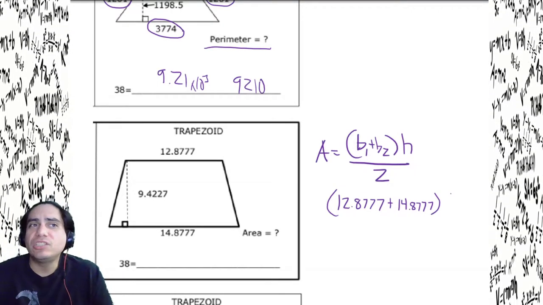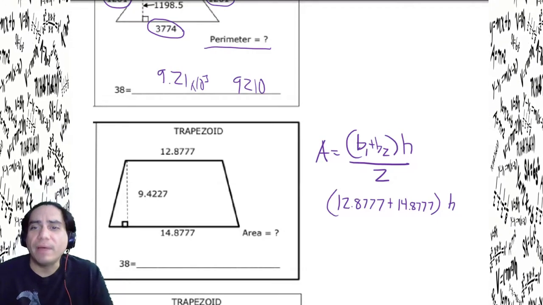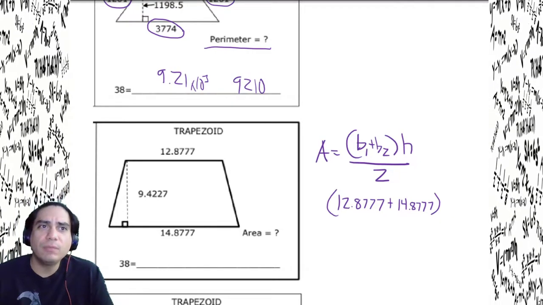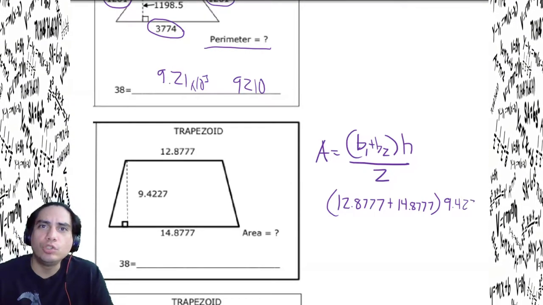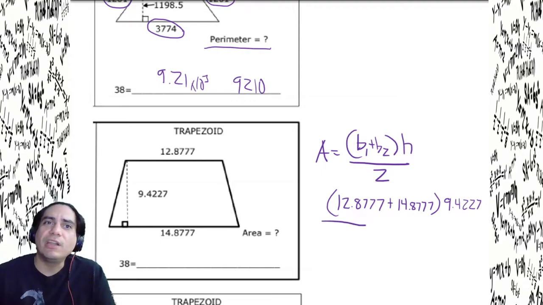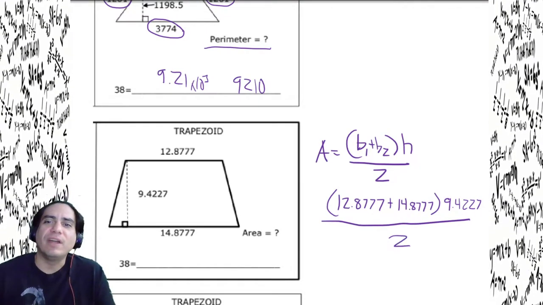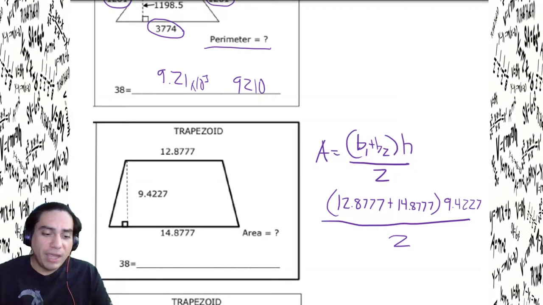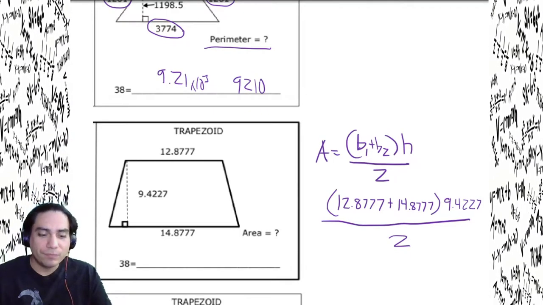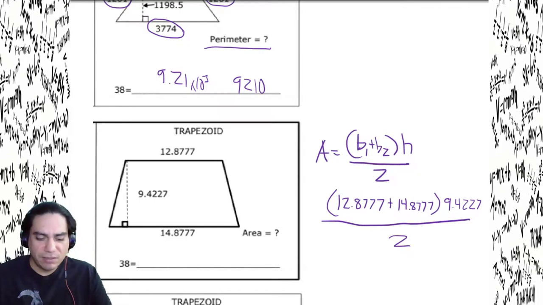What matters here is that we're going to go ahead and multiply it by the height. And what's the height in this problem, you may ask? It's going to be 9.4227. And then we get all of that, cut it in half, divide it by 2. And so we go ahead and substitute those numbers into our formula. And that's it. It's as easy as that. We go ahead and add our bases.